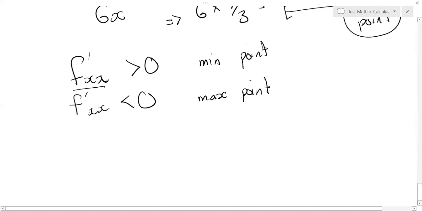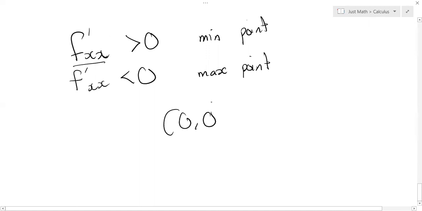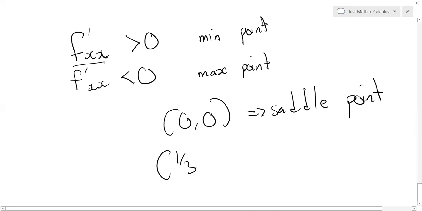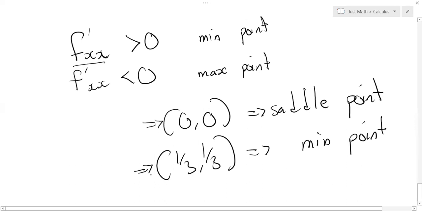So that means 0, 0 is a saddle point, and 1 over 3, 1 over 3 is a minimum point. And just like that, we are done. We've identified the two critical points and given their nature. This is a saddle point, or just call it a saddle, and this is a minimum point.